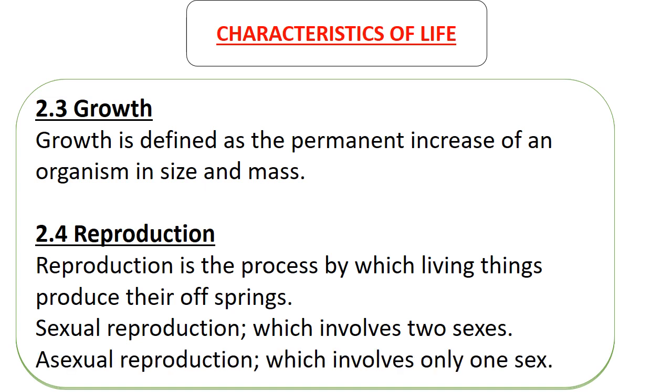The other type of reproduction is asexual reproduction, which only involves one sex. So in asexual reproduction, just one sex, for example a female, can have offspring without the need of a male. There are some organisms which practice asexual reproduction. In a situation where there is no male, it's alone, it can have young ones. So a living thing must be able to reproduce.